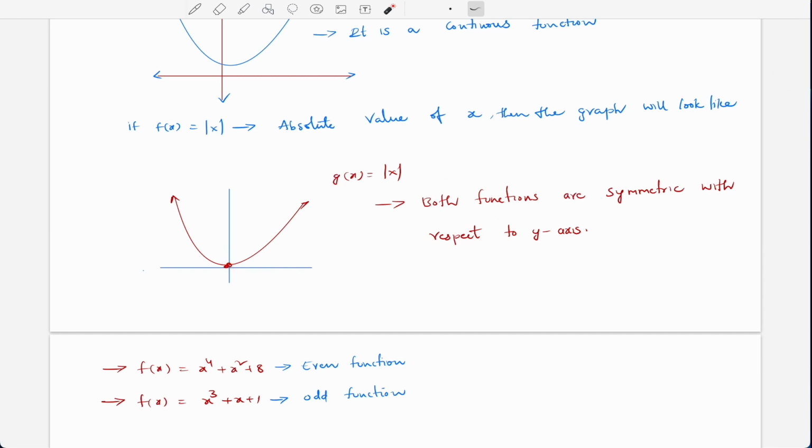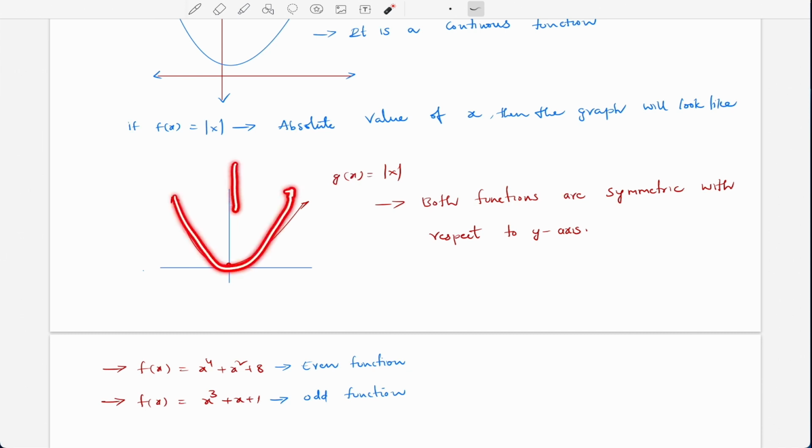So both functions are symmetric with respect to the y-axis. Symmetric means if you put a mirror over here, they look the same. I hope you're getting it. They look the same. Here, I'm so sorry about the parabola here. So this looks the same here.